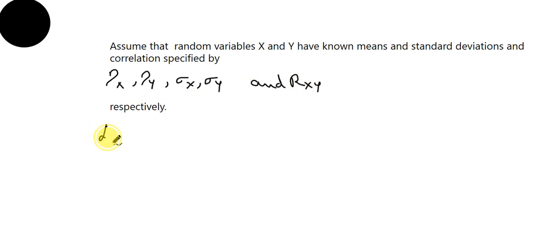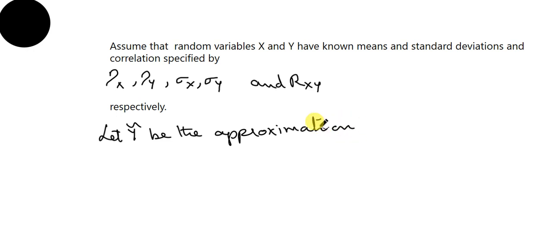Now let us consider y tilde to be the approximation of x, our random variable, and fix it as a linear function of x. When we fix this as a linear function of x, y tilde will take the form ax plus b. We can take this equation as equation number 1.